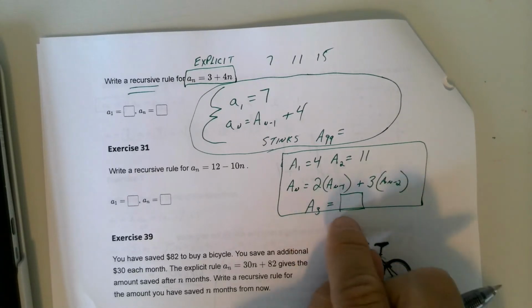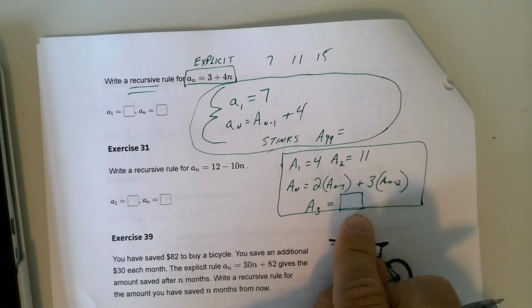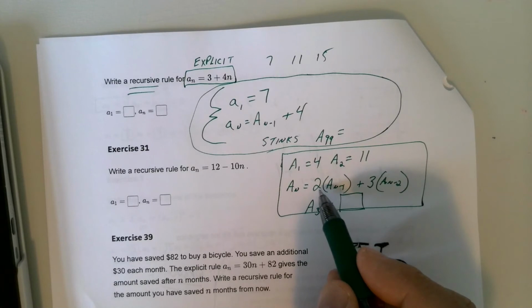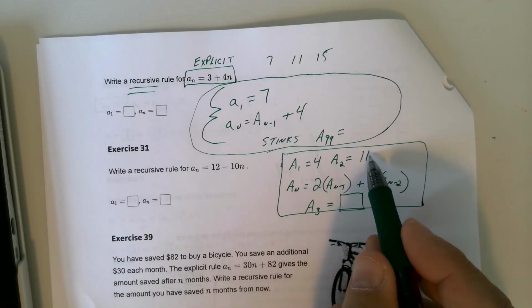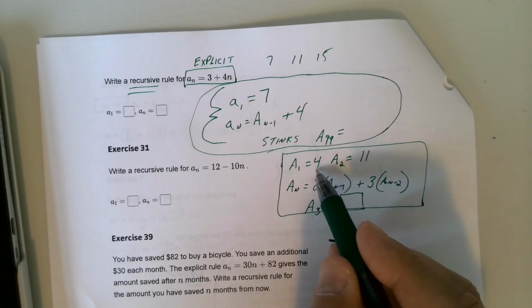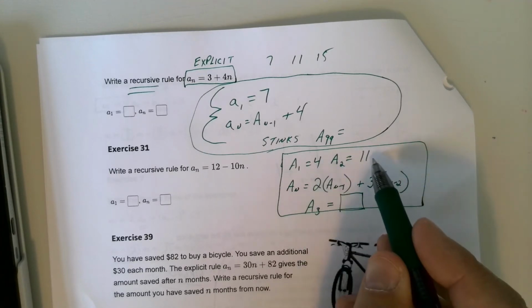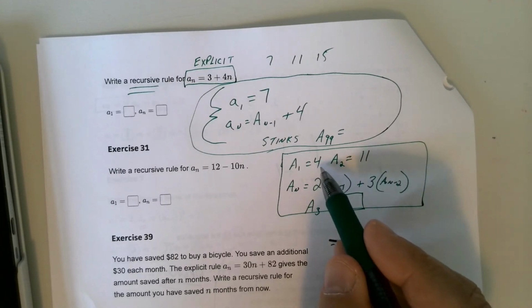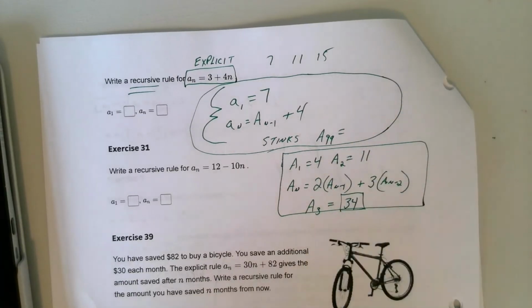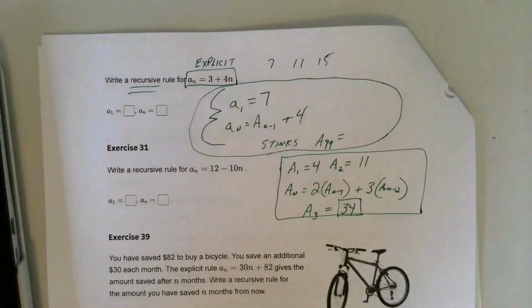So this is a sub 3 equals what? And hopefully, again, you're ready to go. So a sub 3 equals 2 times the previous term. So 2 times 11 is 22, right? Plus 3 times the term before that. 3 times 4 is 12. So 22 and 12 is 34. Yay, hopefully you got that. So again, that's just another example of recursive formula.